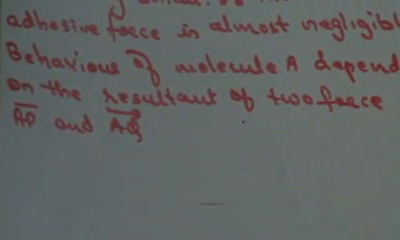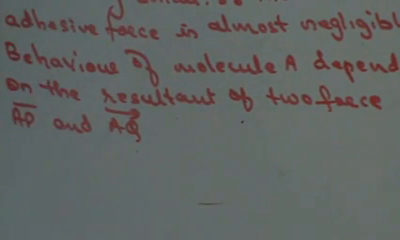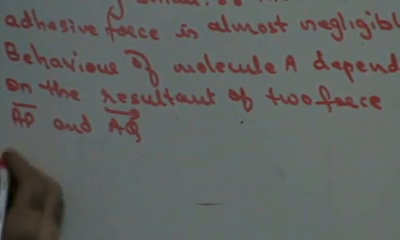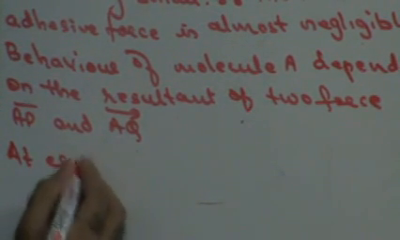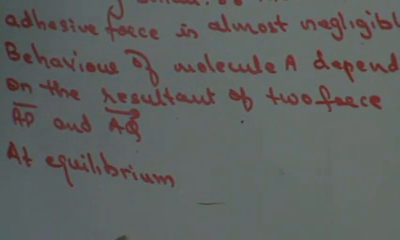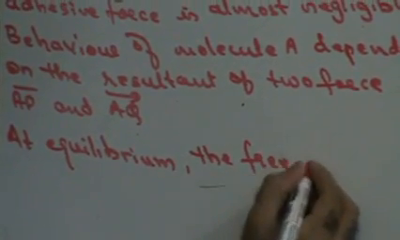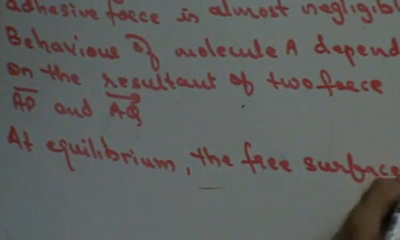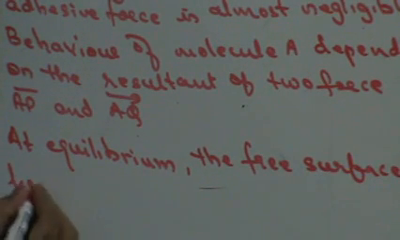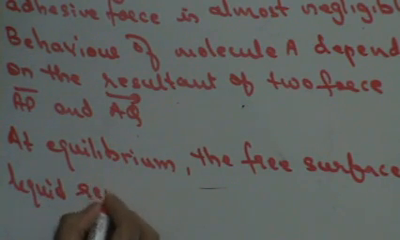Right? Now, when the liquid surface is in equilibrium, the free surface of the liquid always remains perpendicular to the resultant force. How do I know that the liquid surface is going to be at equilibrium? At equilibrium, the free surface of the liquid remains perpendicular to the resultant force.